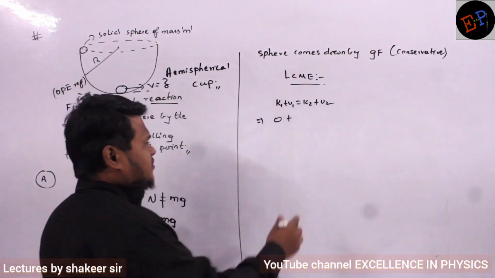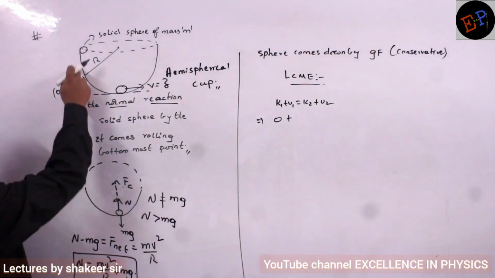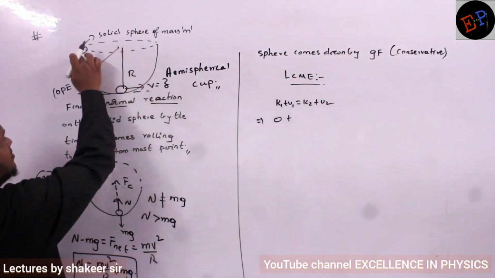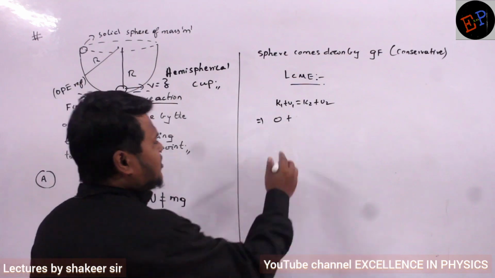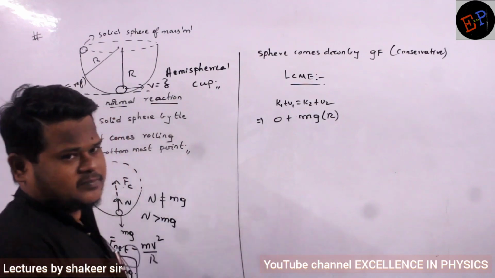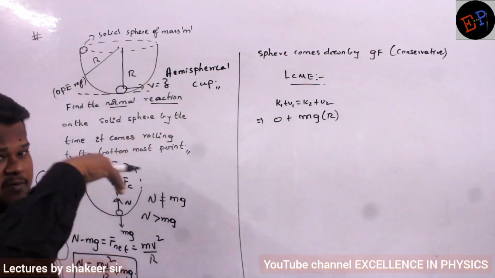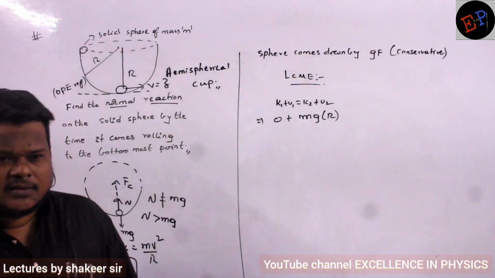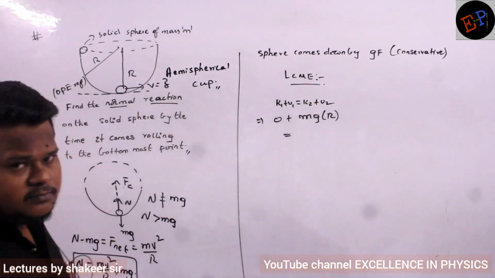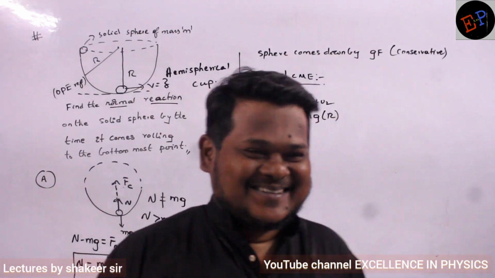Compared to this position, this one is present at a height of r. From here to here it is the radius. So this height is nothing but the radius. So the initial potential energy is mgh. Instead of h I can write r, so mgr. Why? Because the ball is above the reference. If it is above the reference, potential energy should be taken positive. So this is equal to the final kinetic energy, half... Final kinetic energy is how much?